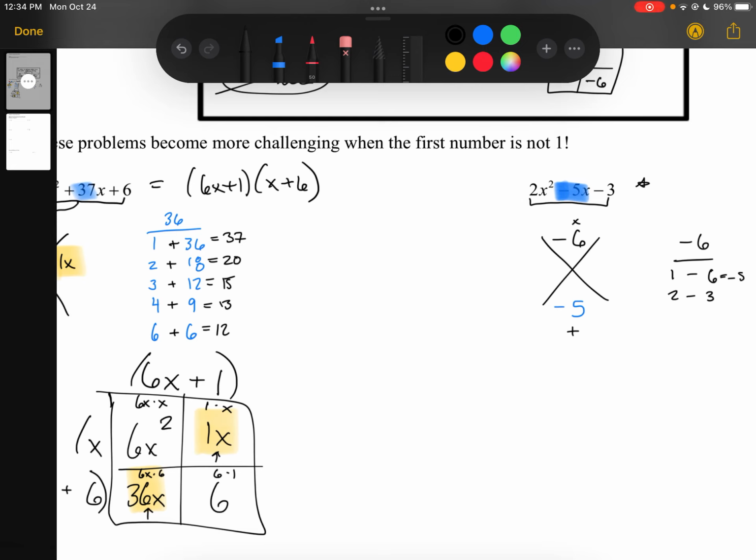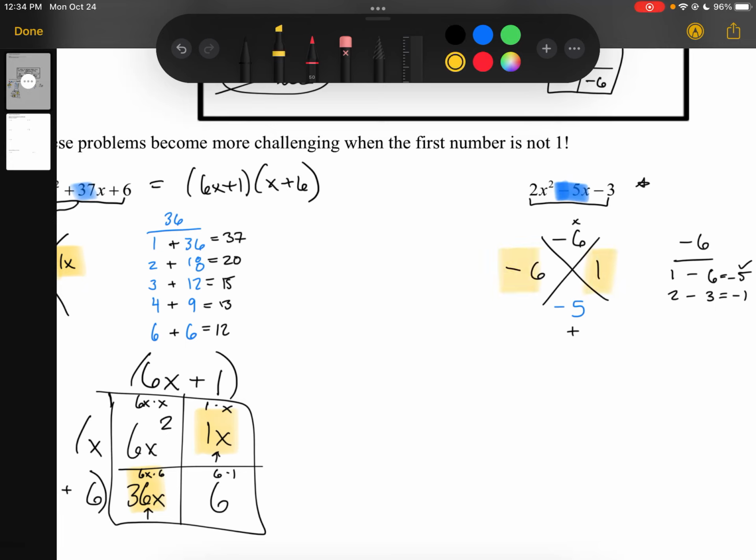Or actually, negative sign here, so we should subtract these. So we get 5 for the top one and -5 for the bottom one. So -5 is the number that we wanted. So if we use -6 and +1, -6 times +1 gets us the -6 on top. -6 plus +1 gets us the -5 on the bottom.